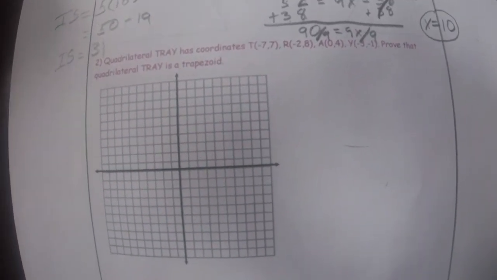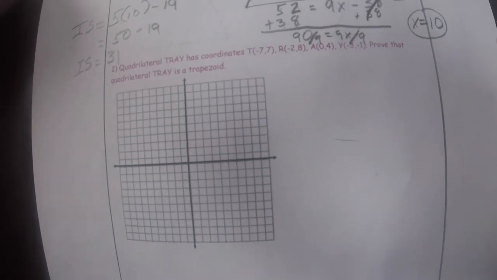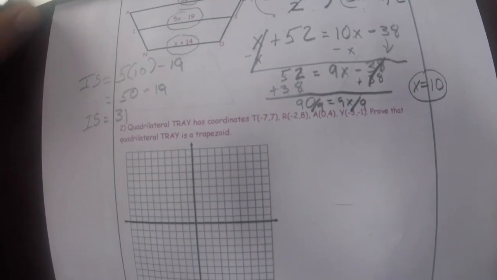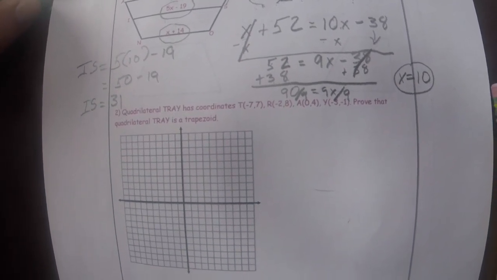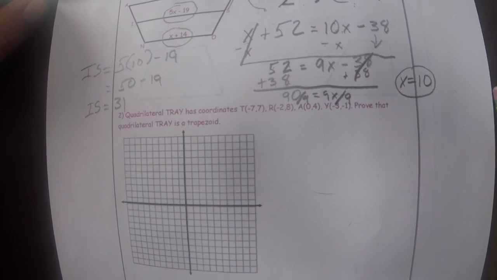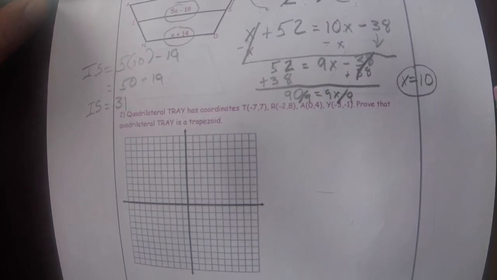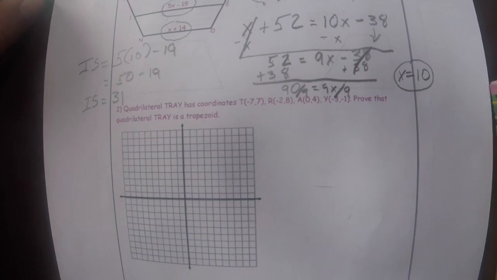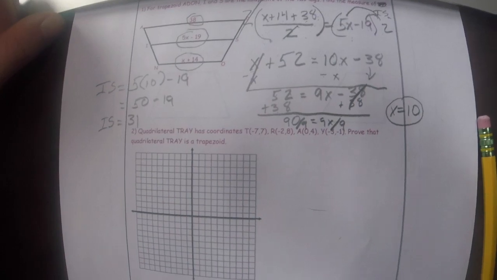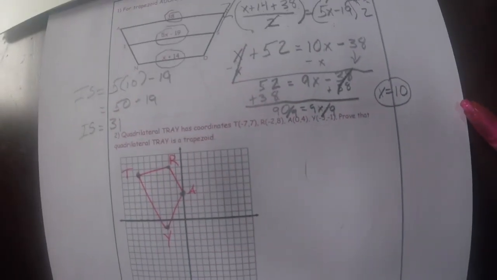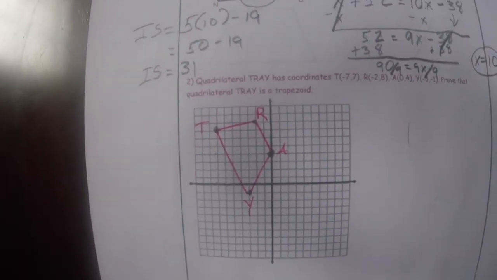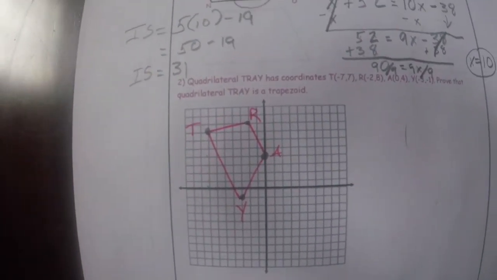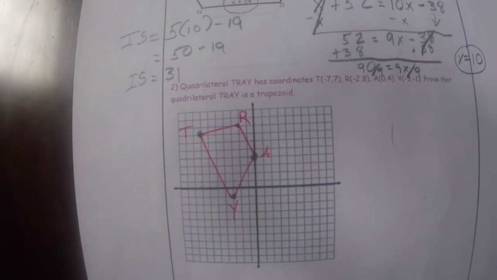Number 2 says quadrilateral TRAY has coordinates of (-7, 7), (-2, 8), (0, 4), and (-3, -1). All right, take a second and plot those. I am going to set down my camera and I'm going to plot them as well. All right, welcome back. Hopefully you have a trapezoid that looks just like mine, T-R-A-Y. Double check, make sure I plotted my points correct. I think I did.